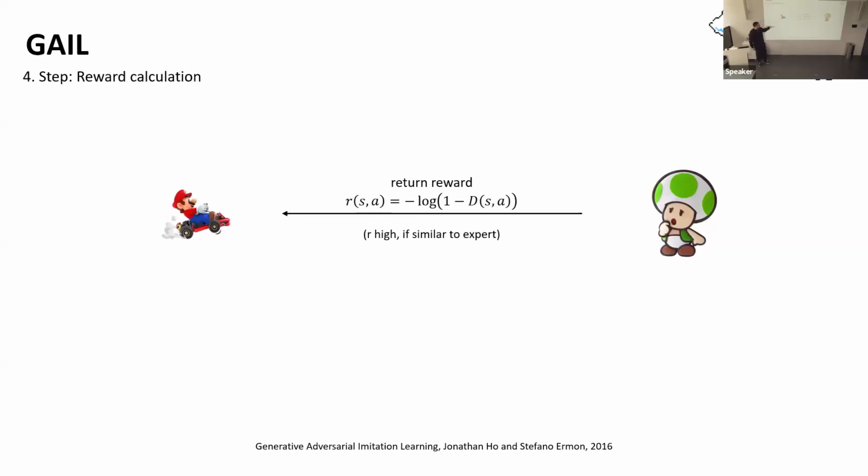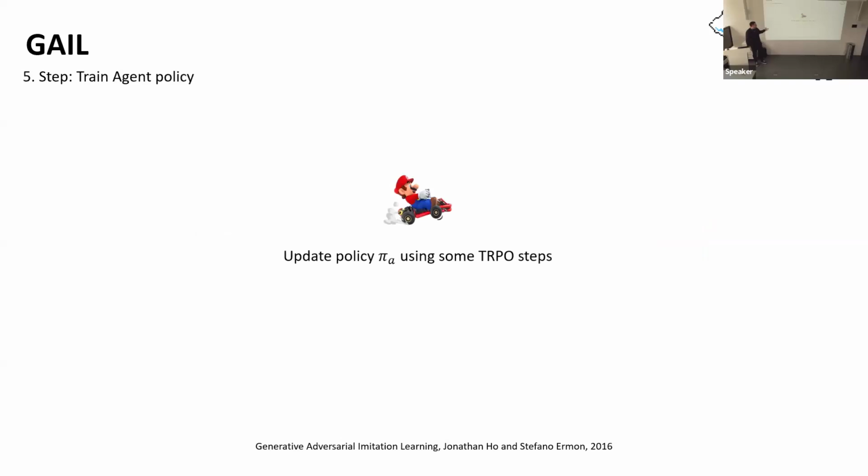Then, after the discriminator was trained, we get a reward back from the discriminator for training our agent. The reward is how well we were able, with our trajectory, to fool the discriminator. So if our reward is high, then our discriminator can basically not distinguish whether we are an expert or just ourselves. After that, with these rewards, we take some TRPO steps.